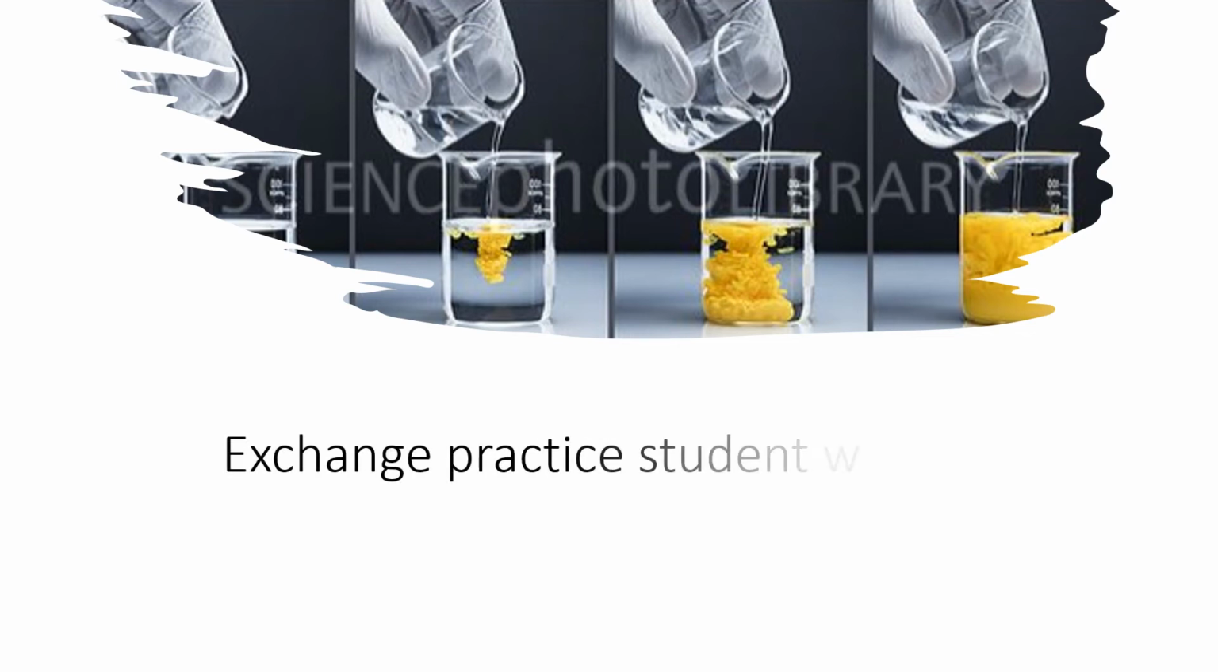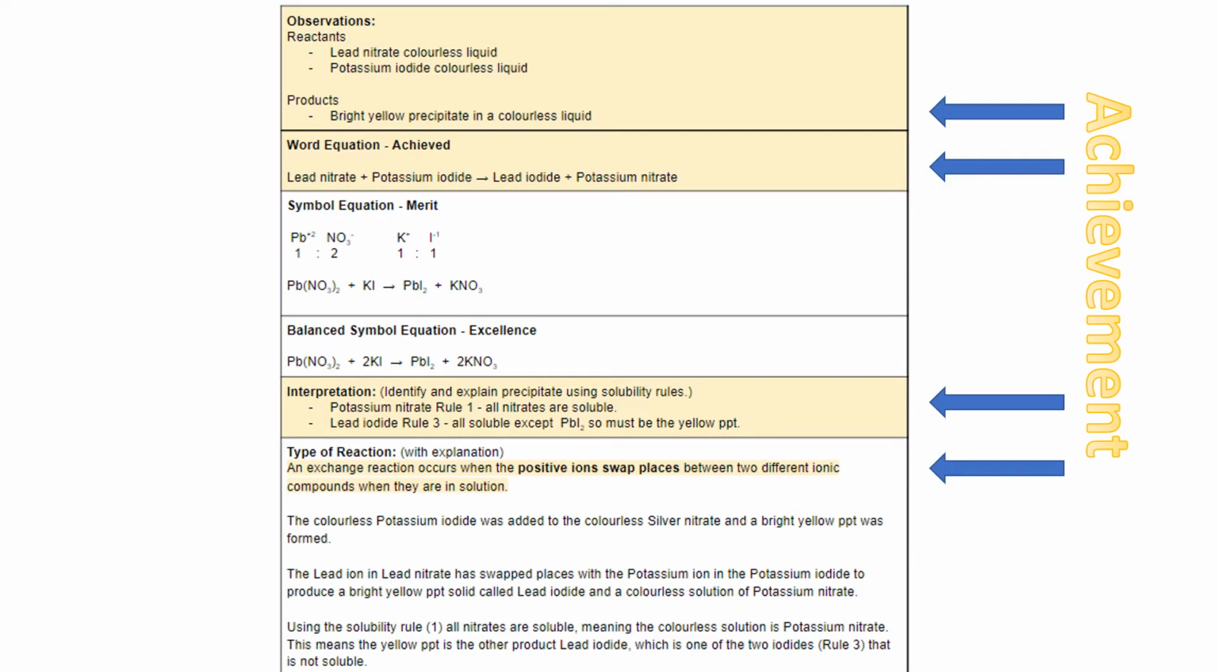This video is going to show you how you bring all the different parts of your tasks together to write a report showing an exchange reaction. This is the document we're going to create. The parts highlighted in yellow are the pieces required for achieved.